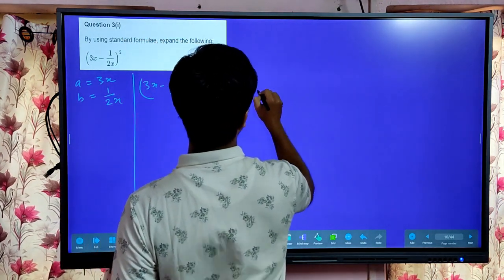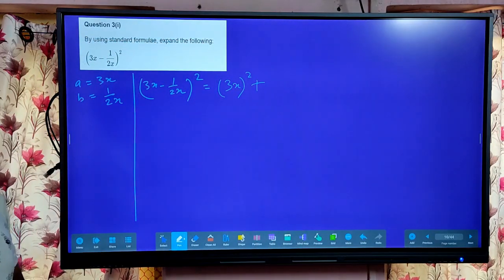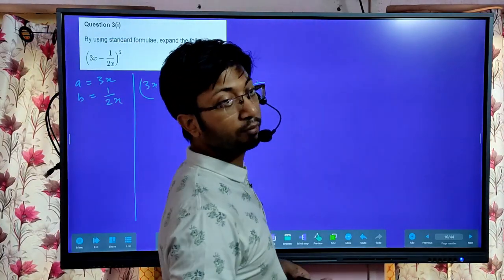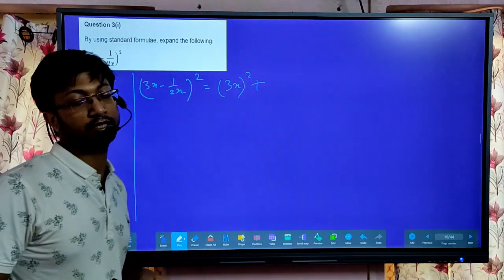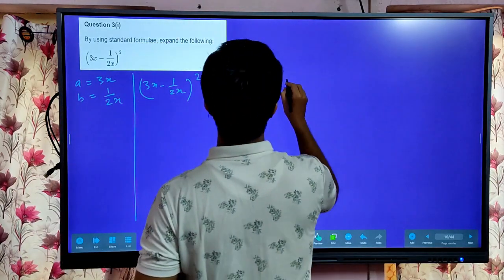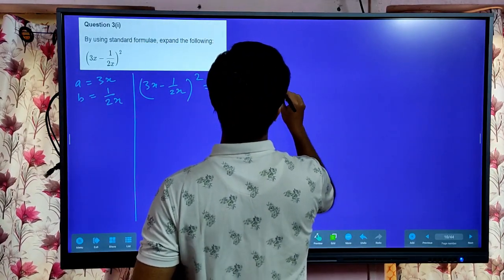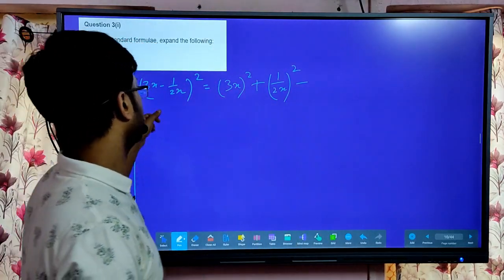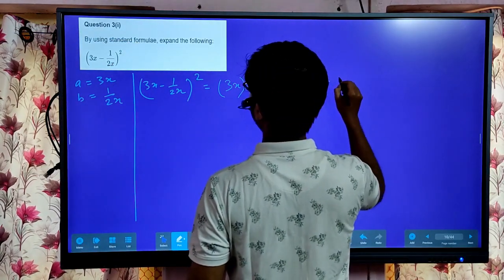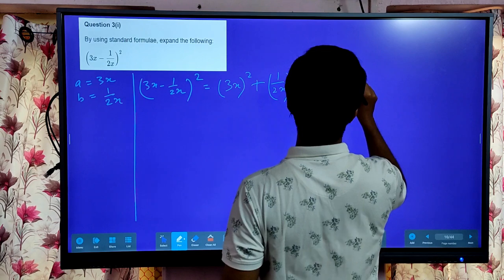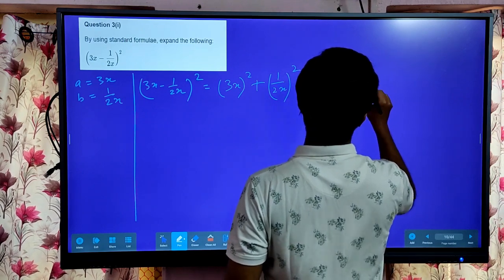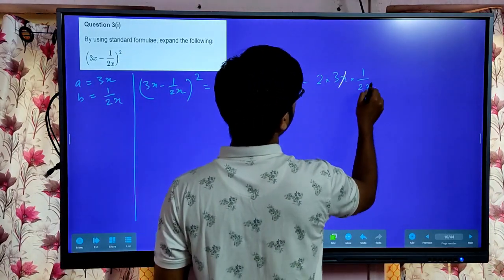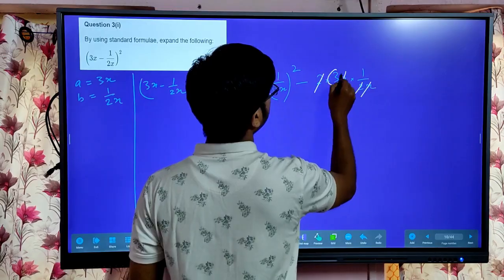3x square plus, square terms will be plus only, as I have told you repeatedly. Even if it is minus over here, the square terms a square plus b square will be the same for both a plus b whole square as well as a minus b whole square. So it will be 1 by 2x whole square. It will be now minus 2ab over here, minus 2 into a is 3x, b is 1 by 2x. If you want to cancel it out, you can cancel x and x, you can cancel 2 and 2, so only 3 is remaining.